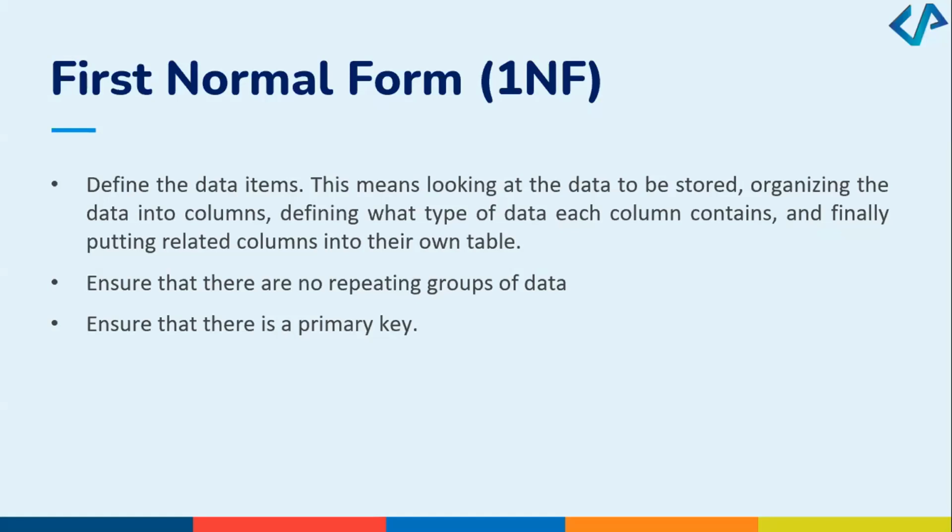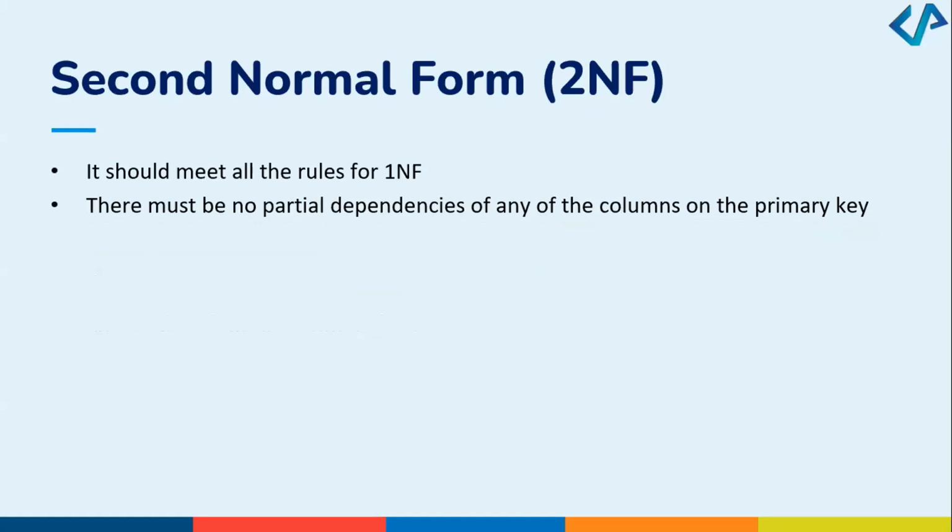Similarly, there is one more type of normalization form, which is 2NF. It means it should meet all the rules I showed you in the previous slide. And it means that there should not be any partial dependencies of any of the columns on the primary key. This is the 2NF, no partial dependencies. That is the whole idea.